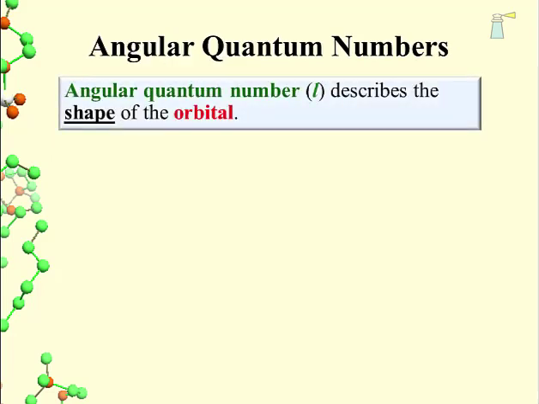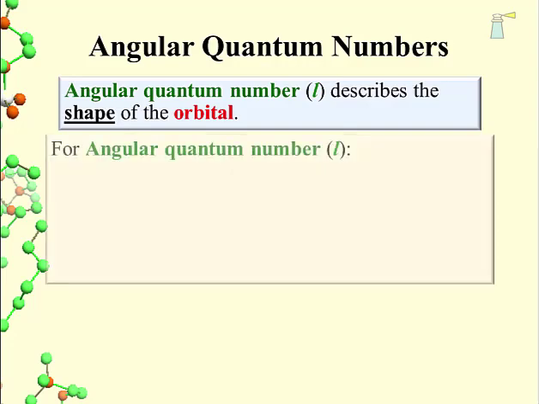the angular quantum number, known as l, and it describes the shape of the orbital. l is correlated to n. Let's look at that relationship between l and n and introduce the different kinds of orbitals. After the introduction of orbital types, we will look at each type in more detail.